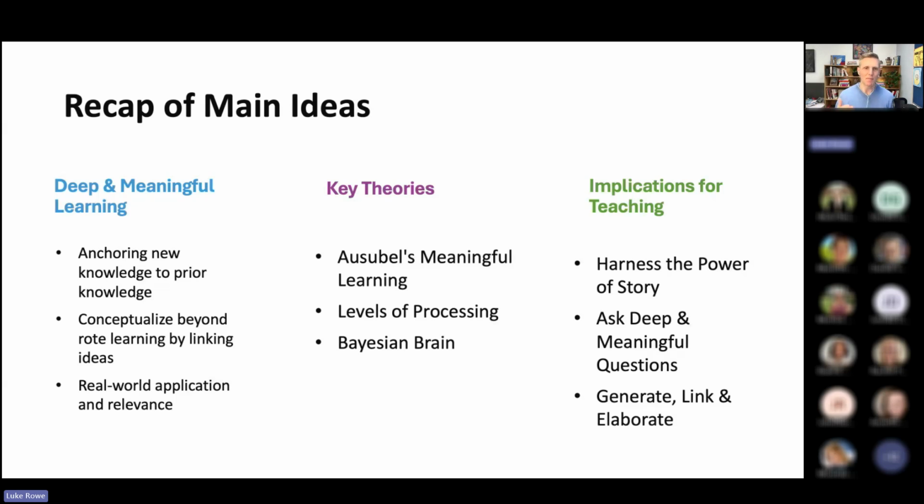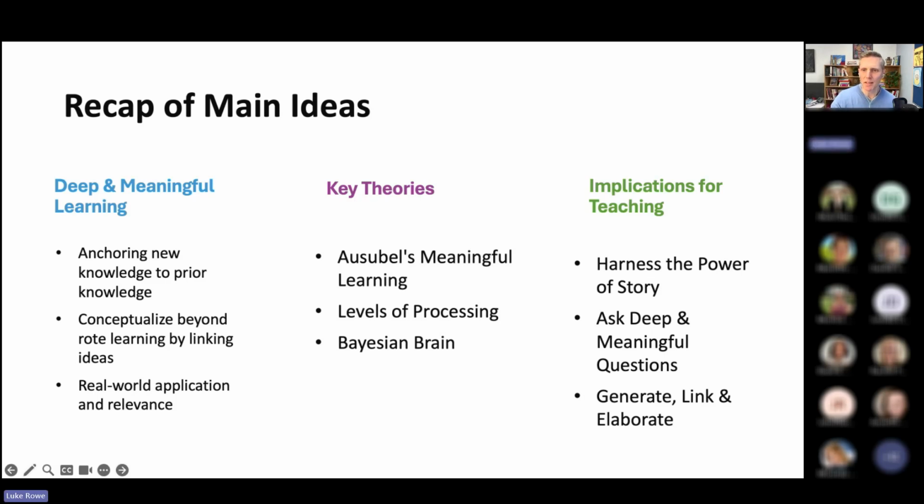We talked about three different theories: Ausubel's meaningful learning theory, levels of processing theory by Craik and Lockhart, and the Bayesian brain theory, which has its roots way back with Reverend Bayes, but the modernized version with Karl Friston and a few others who have brought that into the sort of mathematical domain. And that certainly found its way into predictive modeling, machine learning, and large language models that we know today.